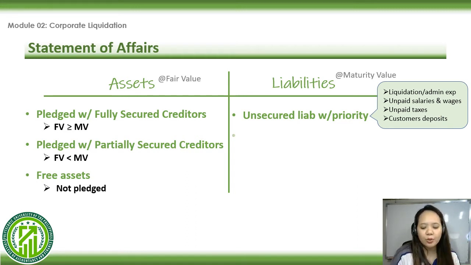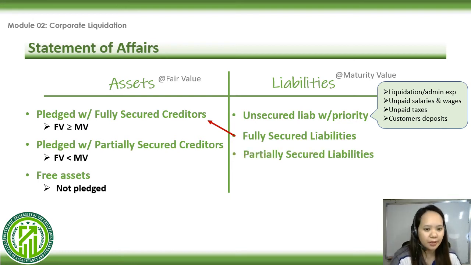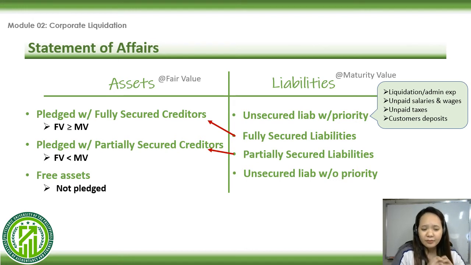Bago mo bayaran itong mga susunod. Sino yung mga susunod? The fully secured liabilities. So, sila yung liabilities pledged to the assets, dun sa assets pledged with fully secured creditors. So, sila yon, bayad na bayad tong liabilities na to. Partially secured, ito naman yung kambal dun sa assets pledged with partially secured creditors. Sila yung liabilities doon. For the remaining liabilities na walang collateral, na walang nakaprendang relevant asset, these are unsecured liabilities without priority.